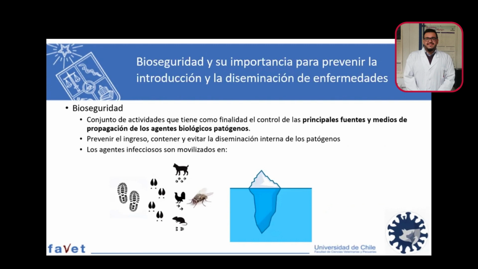So we first have to define biosafety. It's the set of activities whose purpose is the control of the means of propagation of pathogenic biological agents. Which are these agents? Mainly, they will be viruses and bacteria, and there might also be fungi and parasites. And we will define how to prevent the entry, to contain and avoid internal dissemination of these pathogens, so the pathogens do not go out of our operation, avoiding dissemination, propagation, and the spread to other producers.